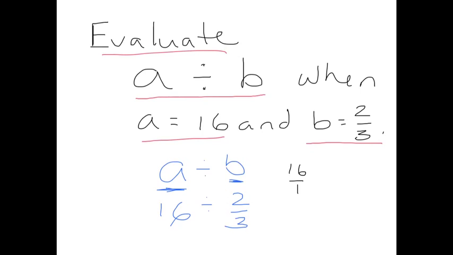I gotta use KFC. Keep, flip, change. Keep the first number the same, flip the second fraction, and change dividing to multiplying. That's going to be 48 over 2, and when you simplify that, 48 over 2 is 24.